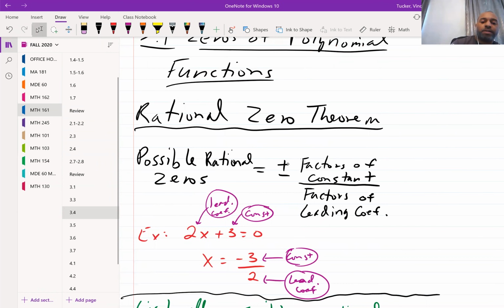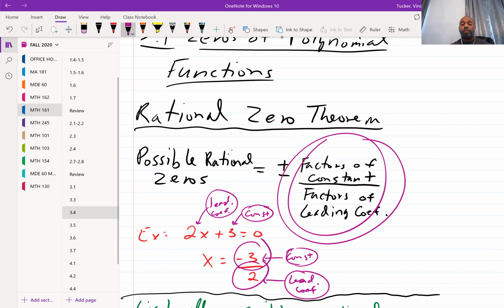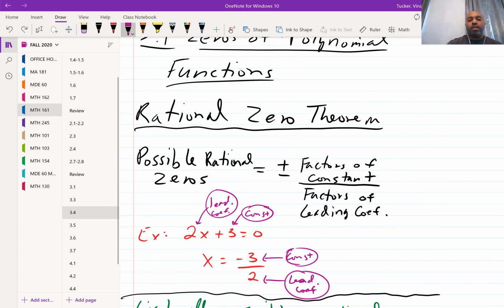That comes from this right here. If you were to solve 2x plus 3 equals 0, that 3 is your constant. The number that's not attached to your variable is your constant. Your leading coefficient is the number sitting in front of the variable with the highest exponent. So if I were to solve this, I would subtract 3 from both sides, divide by 2, and notice that my constant is over the leading coefficient. So that's where this process comes into play. We're talking about all of our possible rational zeros. We take the factors of our constant and place it over the factors of our leading coefficient.